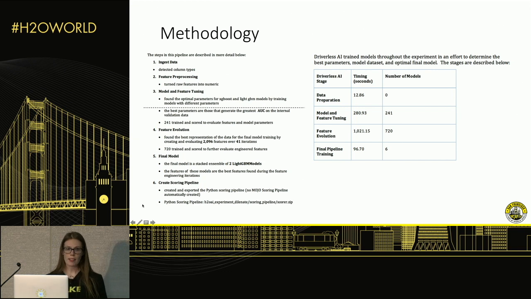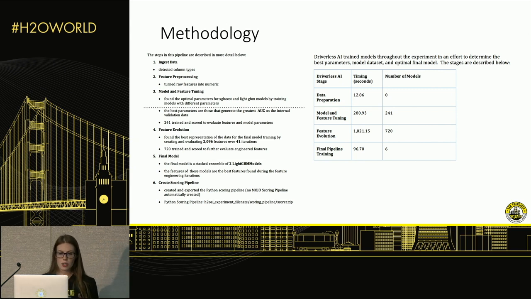The next section is methodology, and this will go into a little more detail on the pipeline that we were talking about. So each step is discussed. There's ingesting of data and detecting column types. There's some feature pre-processing. Driverless actually doesn't ever use any non-numeric data. So any categorical data, any text data, it's always pre-processed into numeric data before it builds a model.